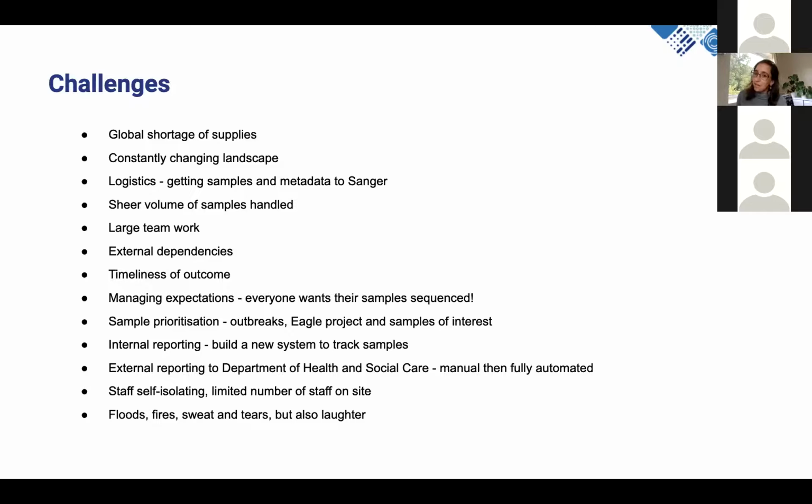Another challenge that I think is not just to genome surveillance, but is for the whole world, which is staff self-isolating. Obviously, during the pandemic, this is going to happen, and then we might have a limited number of staff available. And believe it or not, we had to face a flood, we had to face 2 fires, we faced many, many hurdles in the buildings as well. There was a lot of sweat and tears, but also some laughter. And to be fair, a lot of laughter, because you have to.